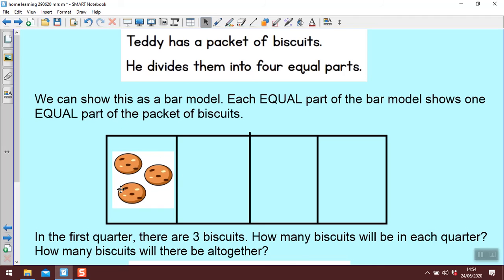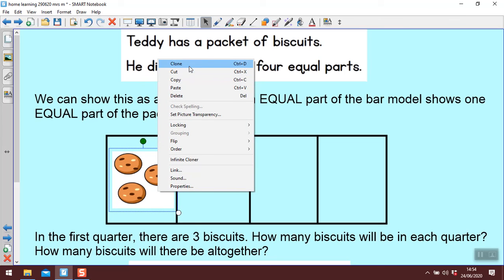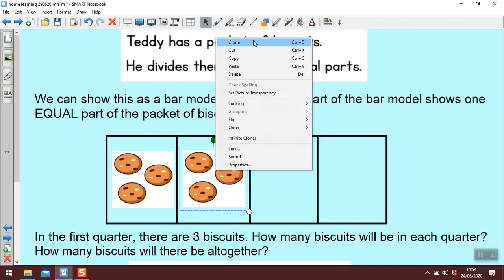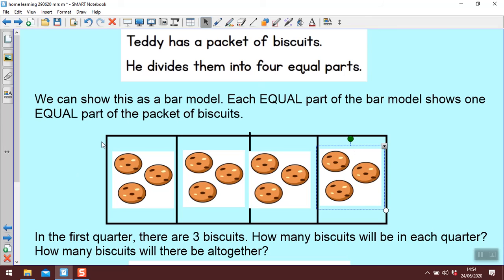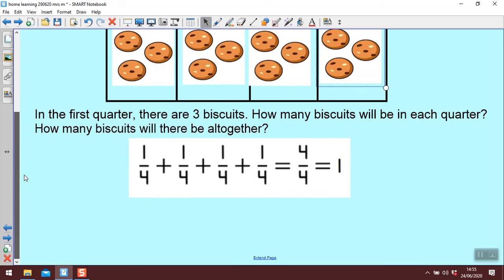So remember that the parts have got to be equal. So if you've got 3 biscuits here, you need to have 3 biscuits here, 3 biscuits here, and 3 biscuits here. So in each quarter there are 3 biscuits each. So how many biscuits are there all together? So there are 12 biscuits. So 1 quarter plus a quarter plus a quarter plus a quarter equals 4 quarters, and that represents the whole packet of biscuits, so 1 whole pack of biscuits.